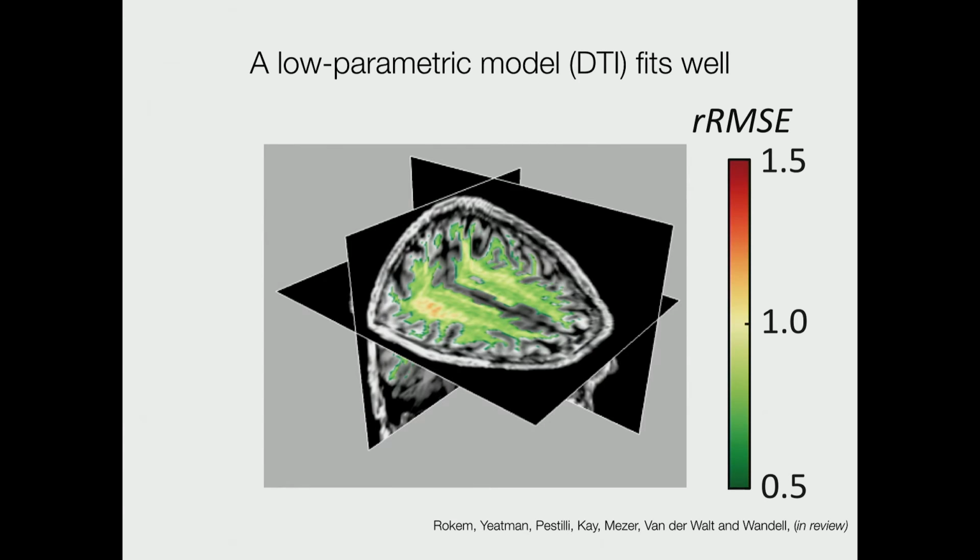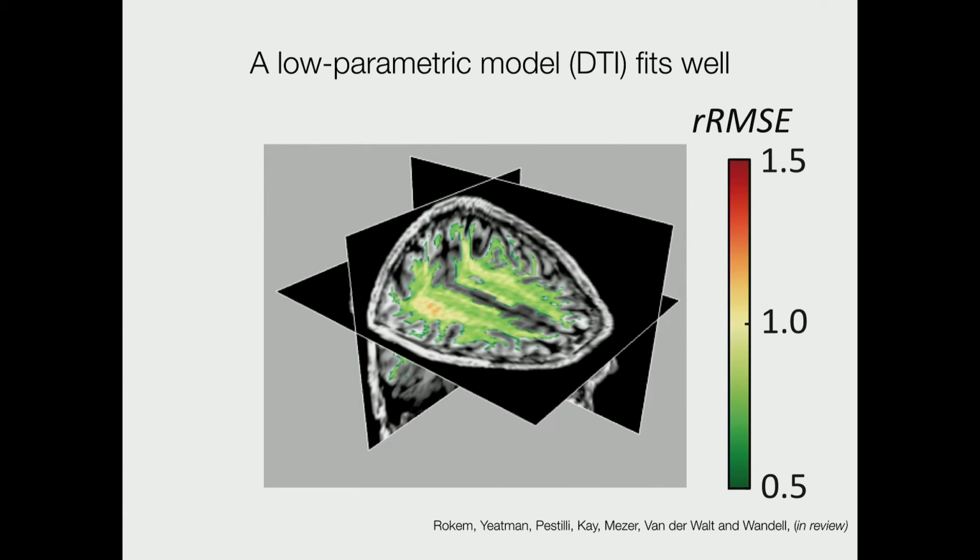And we're looking at pretty much the one part of the brain that is not fit very well by this diffusion tensor model. Overall, it fits very well. The relative root mean squared error is smaller than 1 in about 97% of the voxels in the white matter in a typical measurement. So it's pretty good. But there are some places in which the relative root mean squared error goes above 1.